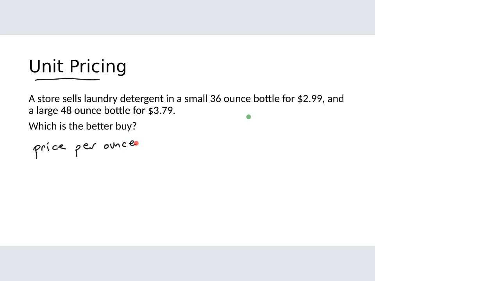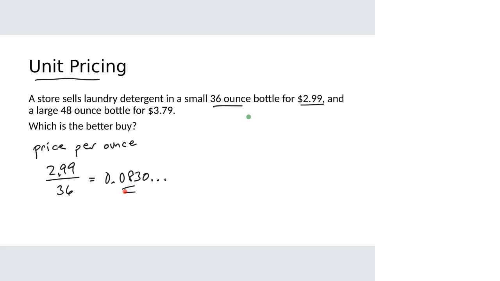And in order to find that, well, I'm paying $2.99 for 36 ounces, so I'll just divide $2.99 by 36 ounces. Let's see, $2.99 divided by 36 is 0.0830. That's probably far enough. I could keep more decimals if I wanted to, but I'm paying about 8 cents per ounce. So for every ounce, I'm paying 8 cents.